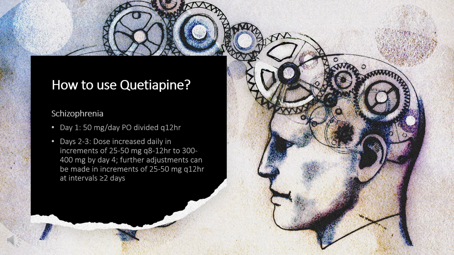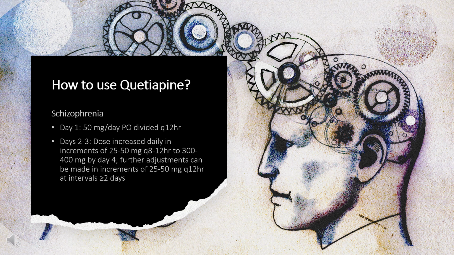Bipolar I disorder, mania. Administered as monotherapy or as adjunct to lithium or divalproex. Immediate release: Day 1, 100 mg per day PO divided Q12HR. Day 2, 200 mg per day PO divided Q12HR. Day 3, 300 mg per day PO divided Q12HR. Day 4, 400 mg per day PO divided Q12HR. Further dosage adjustment up to 800 mg per day by day 6 should be in increments less than or equal to 200 mg per day. Dosage range, 400 to 800 mg/day, not to exceed 800 mg per day.